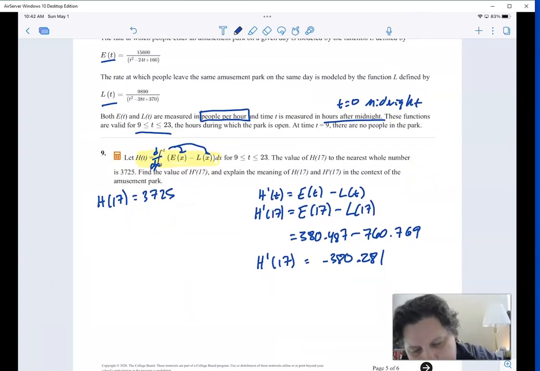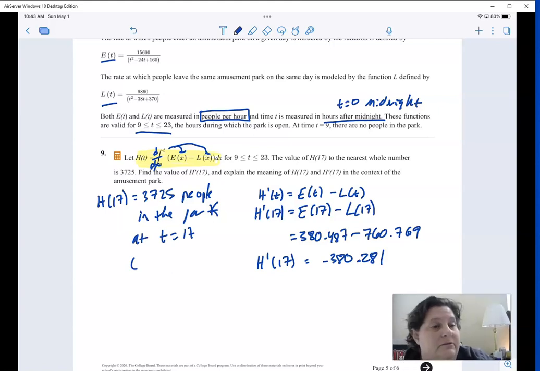Now, I jotted all that down, so let's see what this is talking about. Well, remember when we're talking about an integral, it's like the number of people that are coming in. So what this is saying is H of 17. These are people per hour, and if I go backwards one step, it's people. That's how many people are in the park at time equals 17. Since 0 is midnight, what is that? Dude, I'm the worst at military time. 12 would be noon, so 5 p.m. There's that many people in the park.